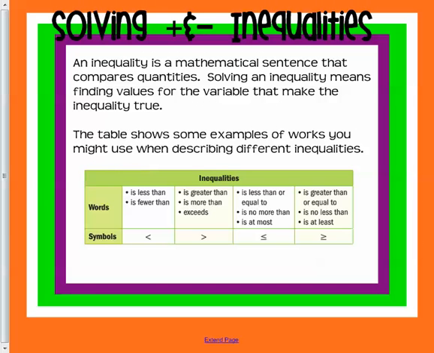So an inequality is a sentence that compares quantities. We're going to use this table right here to help us create our inequalities. So please take a second and write down these words because they might be new to you. For example, this one is less than or fewer than. This one is greater than or is more than, and it is also exceeds. This one is going to be all of your less thans, but also equal to, and then no more than or at most. While this one is going to be greater than or equal to, no less than, or at least.